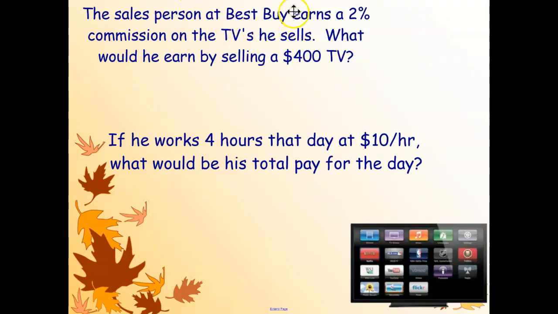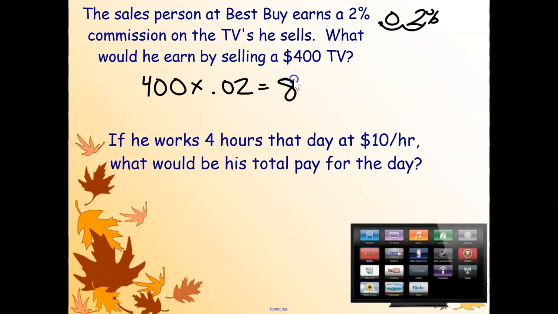So a salesperson at Best Buy earns a 2% commission on the TVs that he sells. What would he earn by selling a $400 TV? So we're going to take that price of the TV, multiplying it by this 2% as a decimal. So I move my decimal twice. So I'm going to multiply by 0.02. And then that is going to give us 8. So he is going to earn $8.